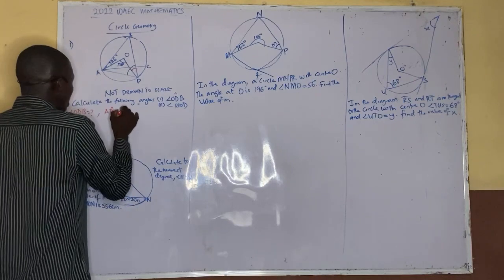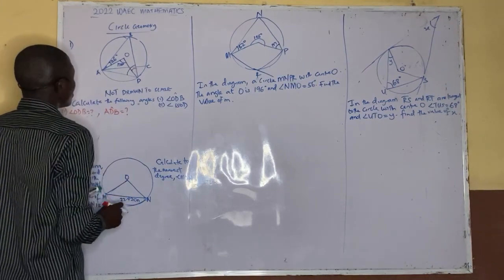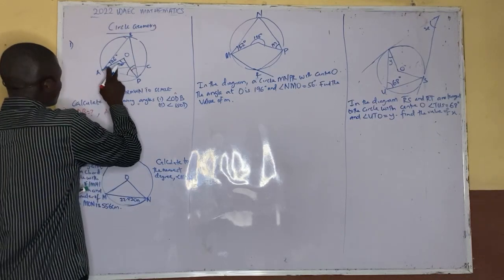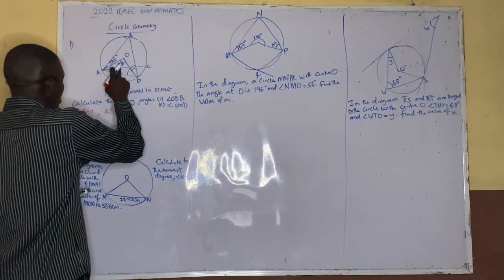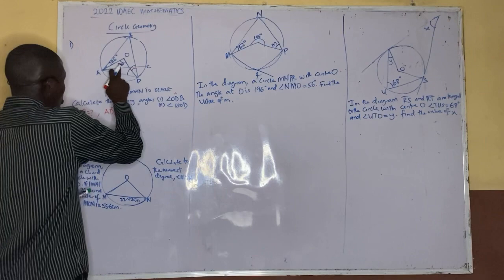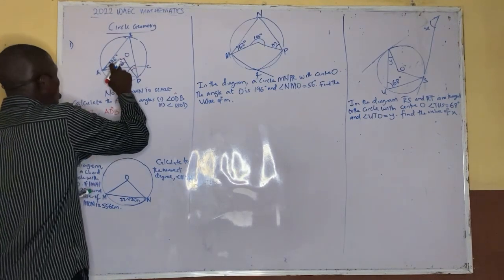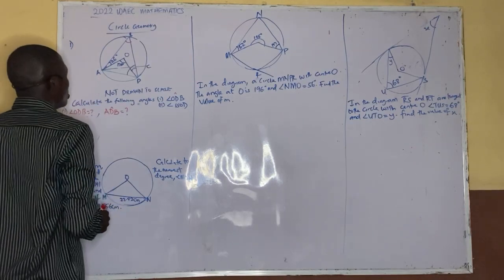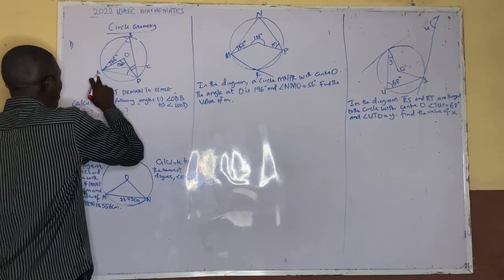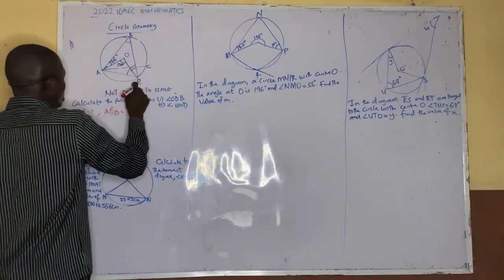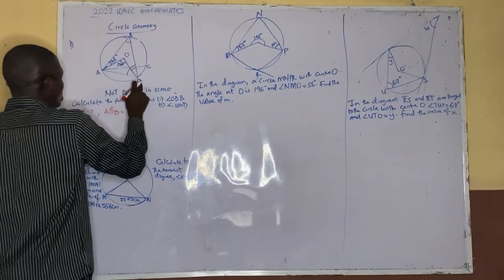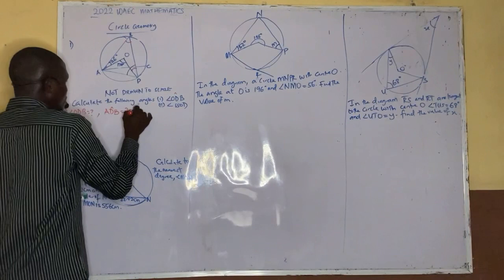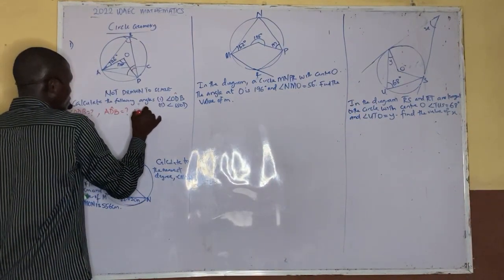Now, how do I get angle ADB? The first thing you need to do is know that we have an angle at the center, which is 130 degrees. Angle at center is twice angle at circumference. Meaning that angle AOD is 130 degrees.